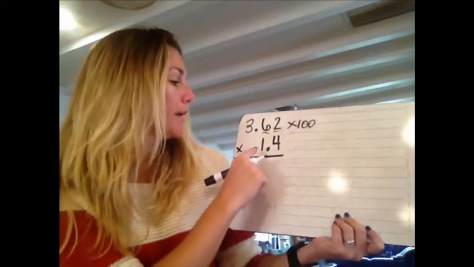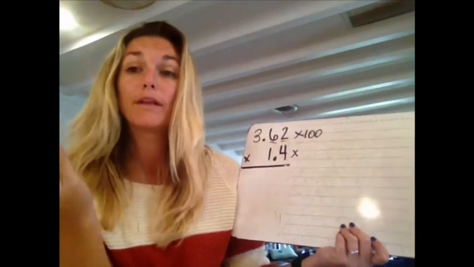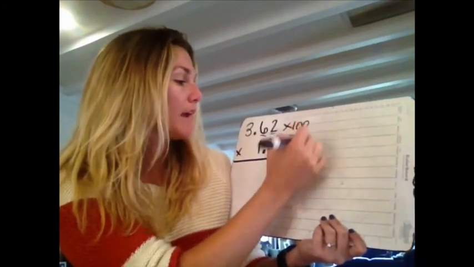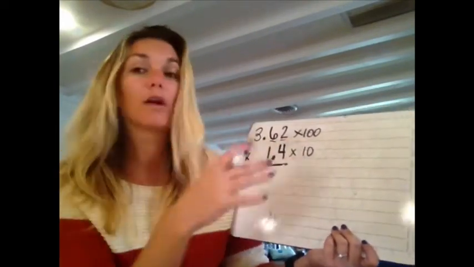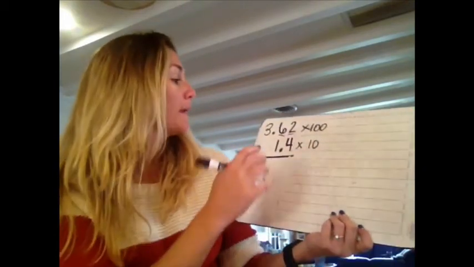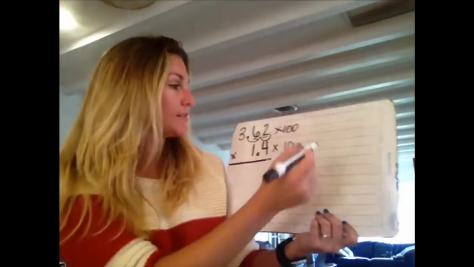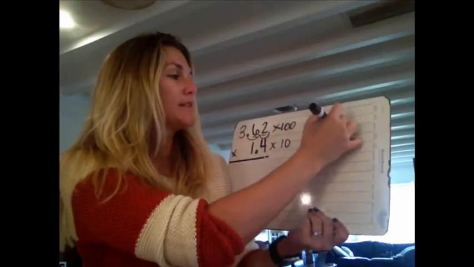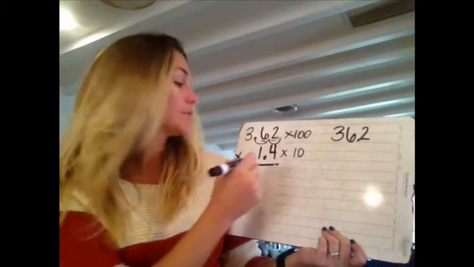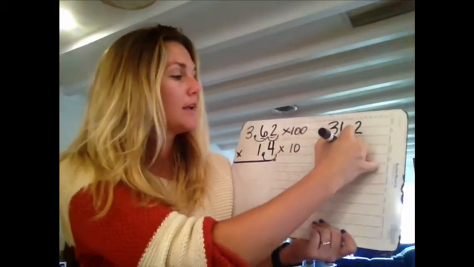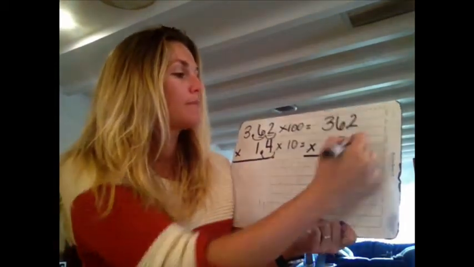And then for my 1 and 4 tenths, because I only want to move my decimal point 1 place value to the right, I'm only going to multiply it by 10. So remember, I'm going to use the inverse operation of these two before I'm done, when I multiply my product. So I'm going to move my decimal 2 places to the right. That gives me 362 as the whole number that I'm working with. And then I'm going to move my decimal 1 place value to the right. That leaves me with a 14. So now I have 362 times 14.